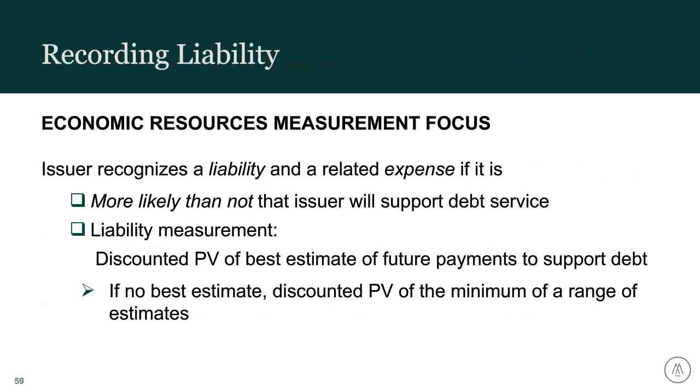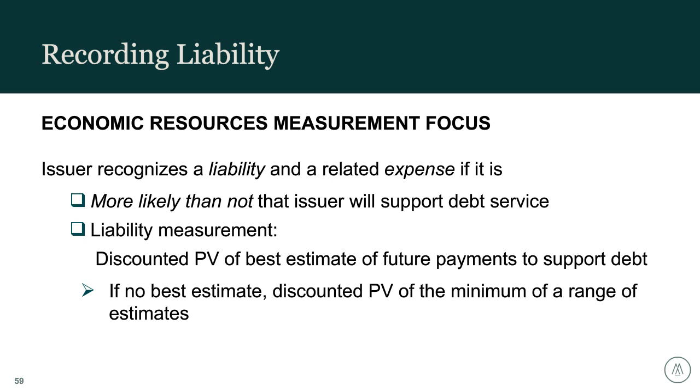So for recording the liability on the economic resources, this is if you're a BTA, or in the case of a general government, which is probably a little more likely, you're going to look at your governmental activities and see if a liability should be recognized on statement of net position or expense on statement of activities.